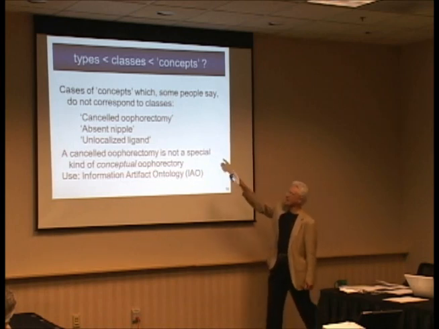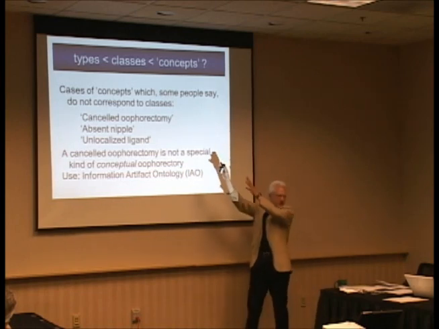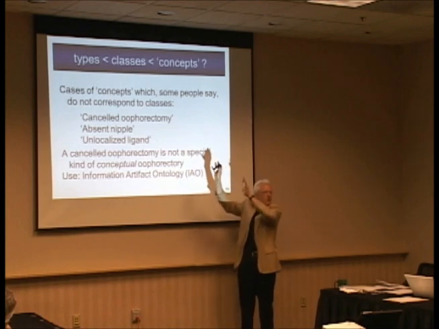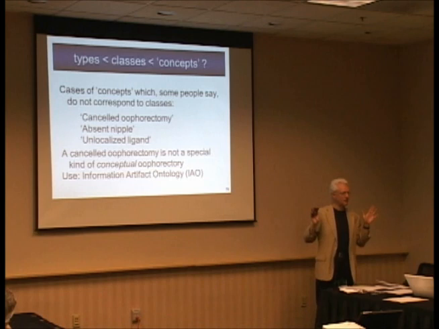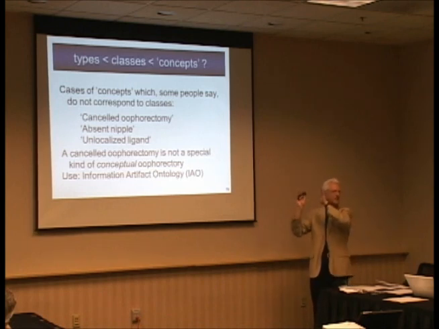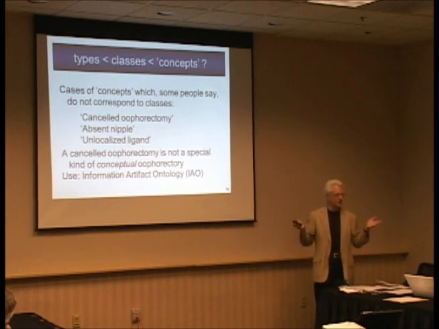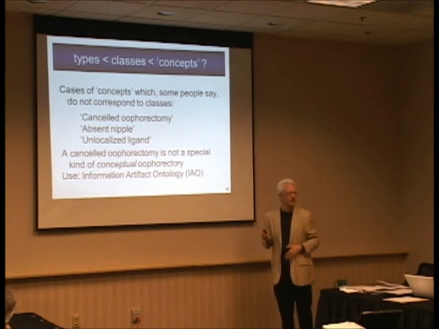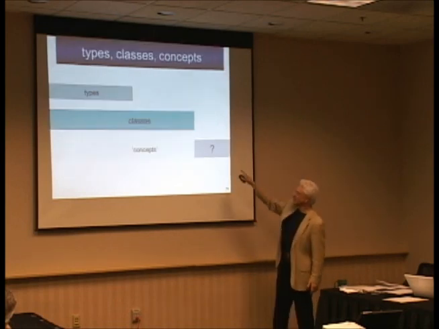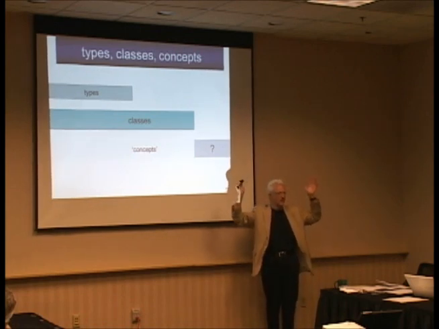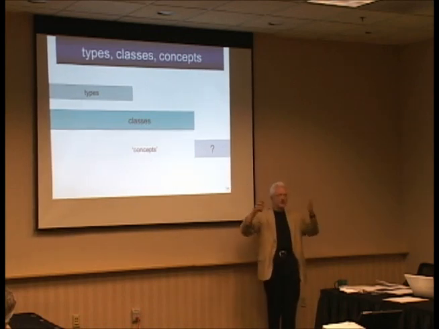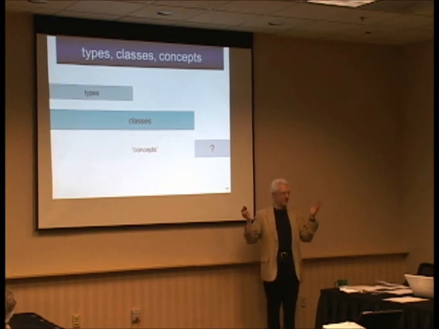Now, these are empty. There is nothing to which these things refer. There is no such thing as a cancelled oophorectomy. What there is, is a word which is used for perfectly good reason, but it doesn't correspond to anything in reality. And this is true for all of those cases. Phlogiston is a concept, they say. It's not. There is no such thing. We were mistaken. We were wrong. Get over it.